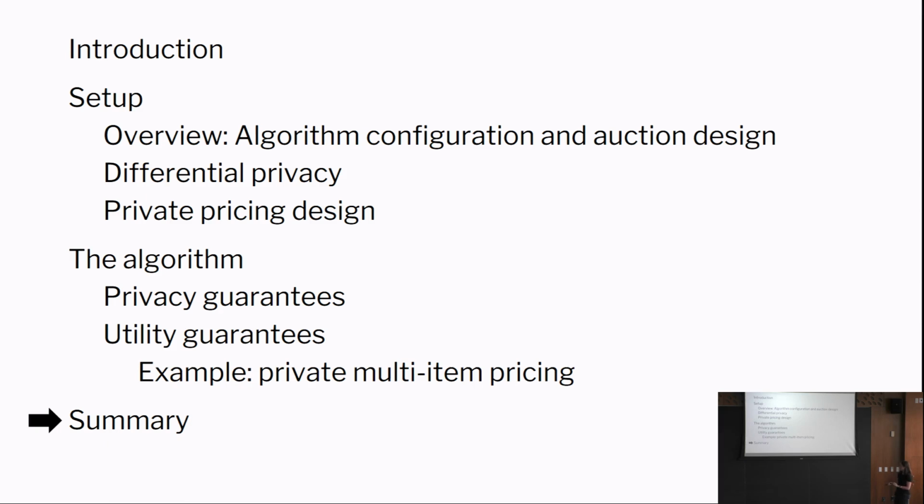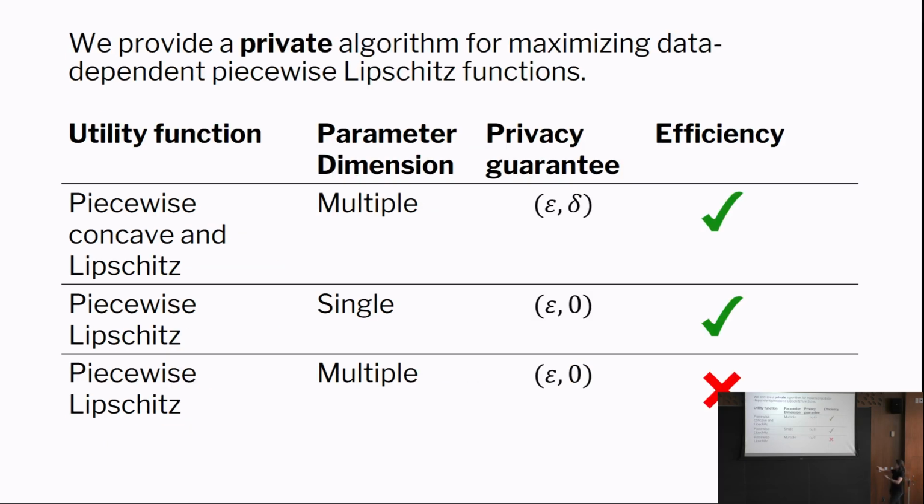And so now I'm just going to summarize the talk. I showed you a private algorithm for maximizing a piecewise Lipschitz function, and I showed you it has applications in algorithm configuration, auction design and pricing design. So when the utility function is piecewise concave and Lipschitz, and the parameter space is multi-dimensional, then we get an epsilon delta privacy guarantee, and it's efficient because we rely on efficient sampling techniques. When the utility function is piecewise Lipschitz, and the parameter space is single dimensional, we can do even better in terms of privacy. We get epsilon 0 differential privacy, and it's efficient as well.